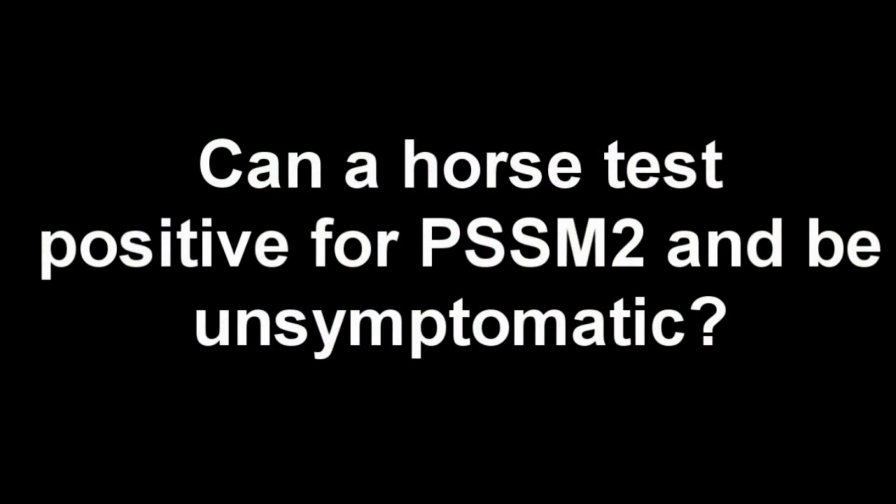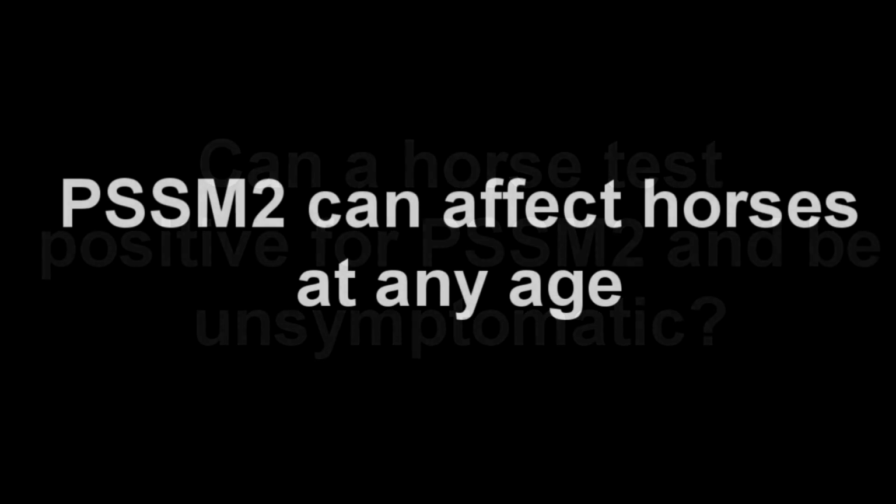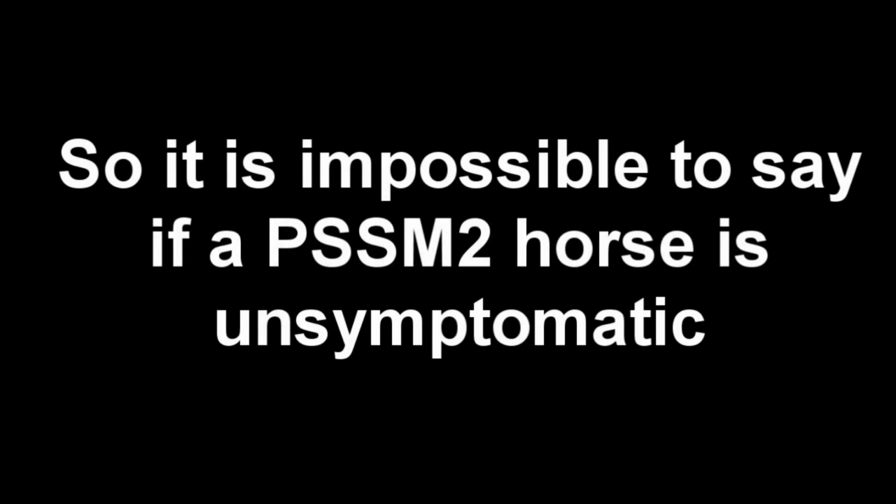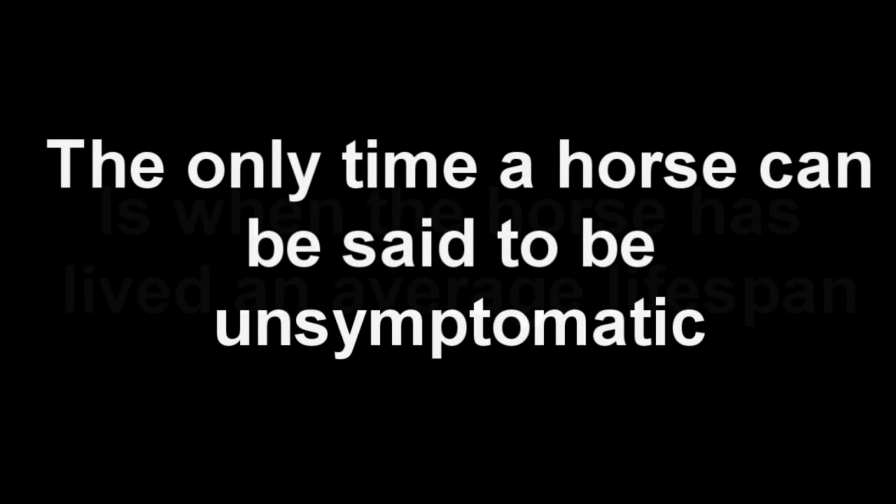Can a horse test positive for PSSM2 and be unsymptomatic? PSSM2 can affect horses at any age, including old age, so it's impossible to say if a PSSM2 horse is unsymptomatic until the horse has died. The only time a horse can be said to be unsymptomatic is when the horse has lived an average lifespan and not shown any symptoms at all of PSSM2 its entire life, from the moment the horse was born to the moment that the horse died.